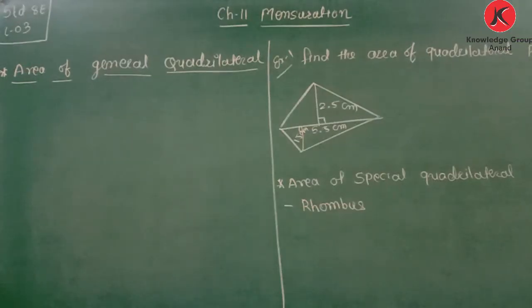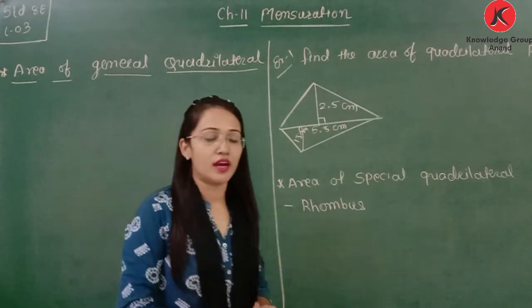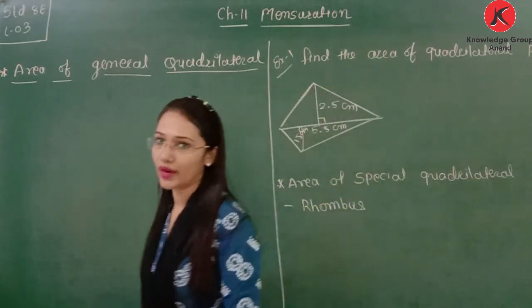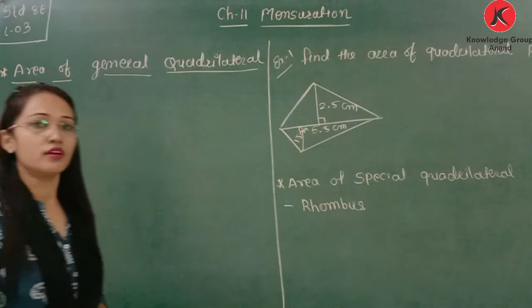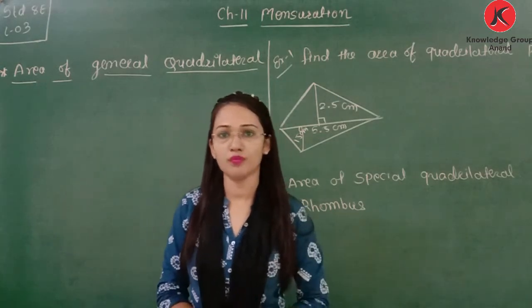Welcome back, friends. Previously, in chapter number 11, mensuration, we learned about the basic area equations for a rectangle, for a square, for a parallelogram. In the previous video, we learned how to derive the equation for a trapezium. How can we derive the equation for a trapezium?